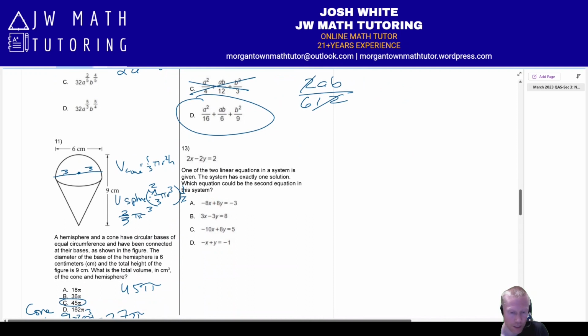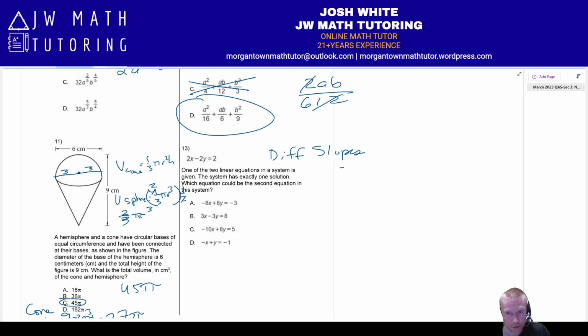Now for number 13, here you have a system of linear equations. Although they only give you one equation, they ask what the other one has to be if you're told there's only one solution, meaning that these two lines intersect one time. So what that means is these lines will have different slopes, because they only intersect one time. So there's multiple ways you could do this. You could put them all into slope-intercept form and then compare that to the slope of the first one.